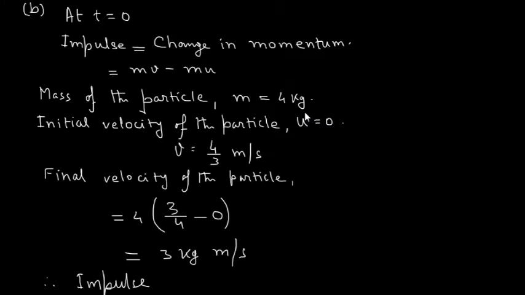At t equal to 0, impulse is equal to change in momentum, that is mv minus mu. Mass of the particle m is equal to 4 kg. Initial velocity of the particle u is equal to 0. Final velocity v is equal to 3 by 4 meter per second. So impulse is 4 into (3 by 4 minus 0), which is equal to 3 kg meter per second.